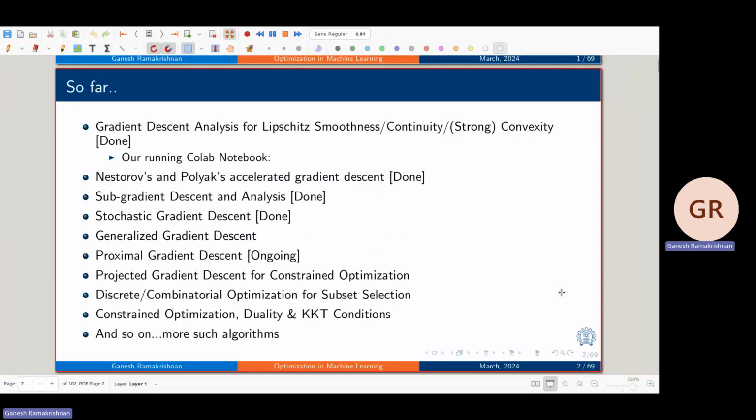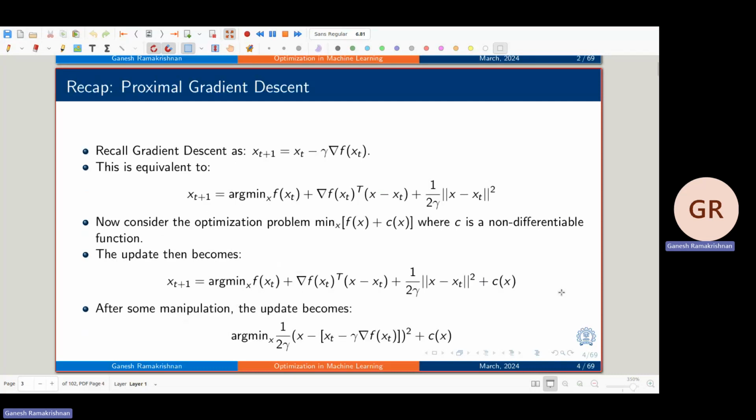So we'll conclude our discussion of proximal gradient descent in the short time we have and get on with projected gradient descent. So, recap of our discussion on proximal gradient descent, where we are trying to match the next updates with respect to the gradient descent step for the function f, and we had a function c which potentially may not be differentiable.